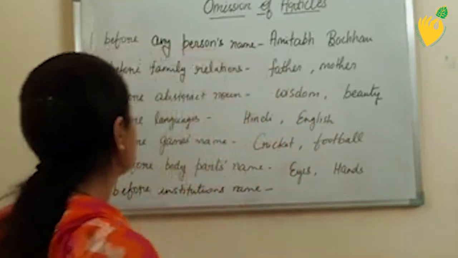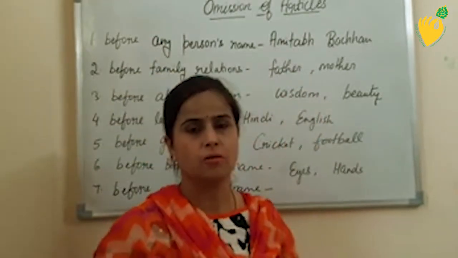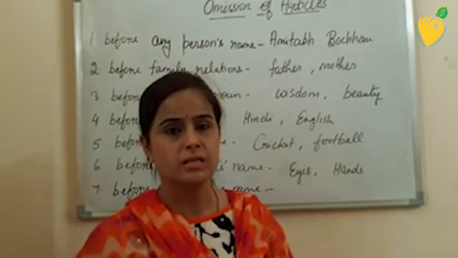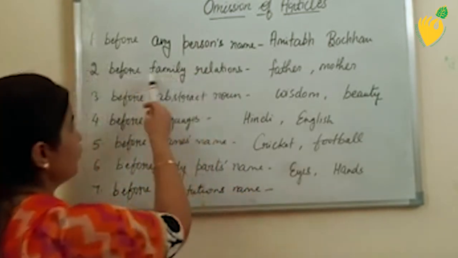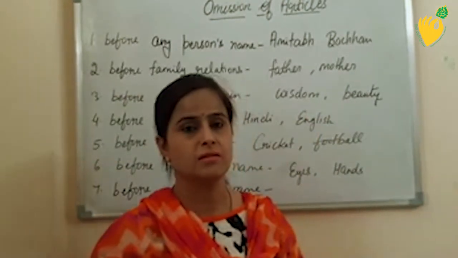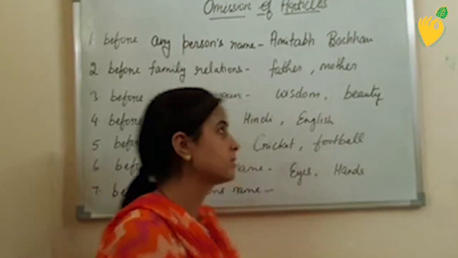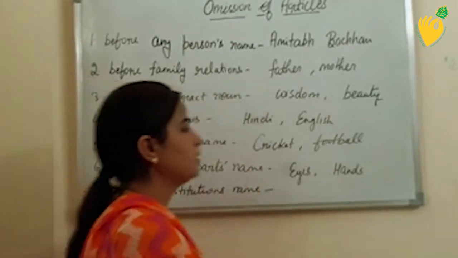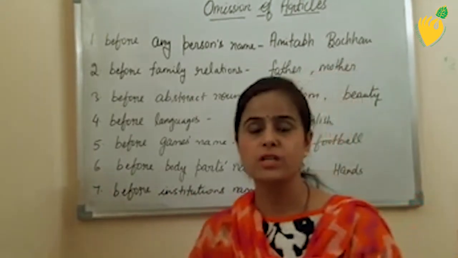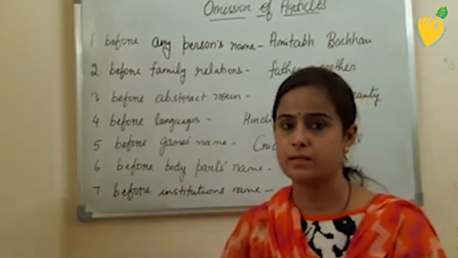There are some nouns before which we don't use any article. For example, the first one is before any person's name: Amitabh Bachchan, Rahul Gandhi, Narendra Modi. We never use any article before these names. Next is before family relations like father, mother, brother, sister. Any article is not used before these family relations. Next is before abstract nouns, for example, wisdom, knowledge, beauty, innocence. Before abstract nouns, we never use any article.